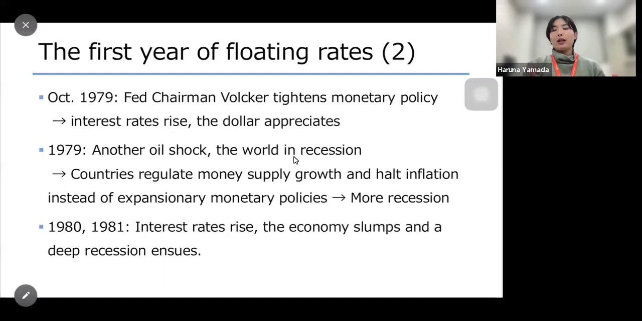So the central bank tried to fight inflation, not unemployment. Therefore, they conducted inflation-cutting monetary policy instead of expansionary monetary policies, because expansionary monetary policies tend to increase inflation. So therefore, a more severe recession occurred around the world. In 1980 and 1981, interest rates rose, the economy slumped, and a deep recession endured.